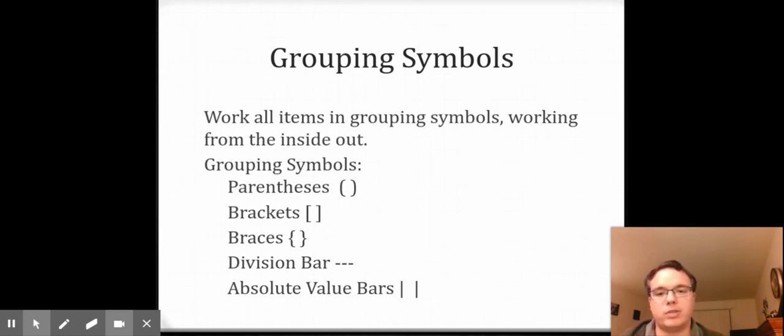So grouping symbols, we'll see our parentheses, which is what used to be the P. The brackets are like parentheses, only squared. Braces kind of look like the opposite looking faces. A division bar divides a numerator from a denominator. So we're going to do what's on top first, do what's on bottom, and then we're going to simplify. And absolute value bars, we have to simplify the inside and then take the absolute value of what's in those bars. Remember, the absolute value is the distance from 0. So absolute value bars basically make anything within them positive.